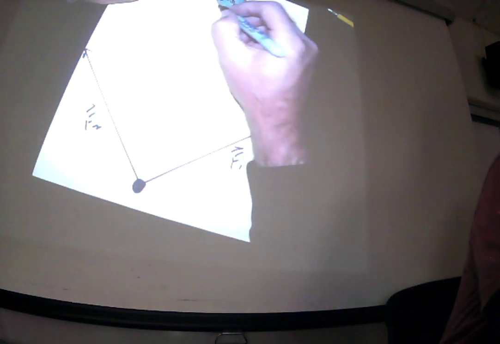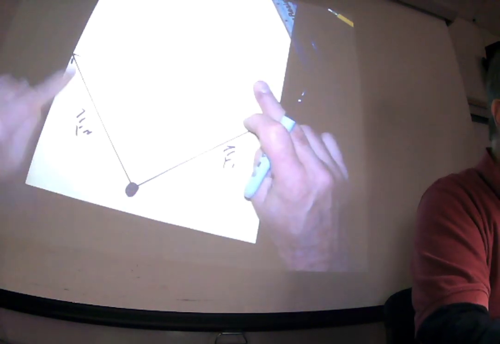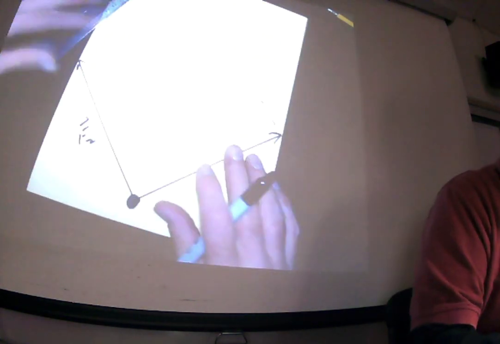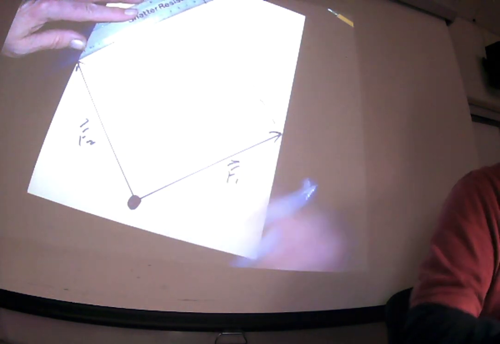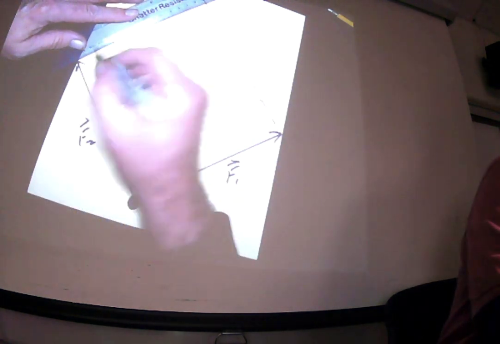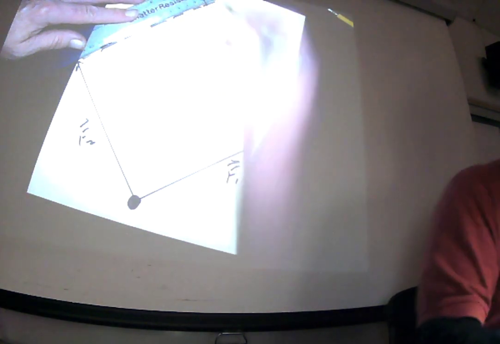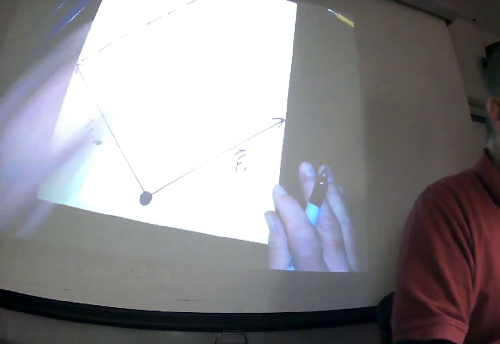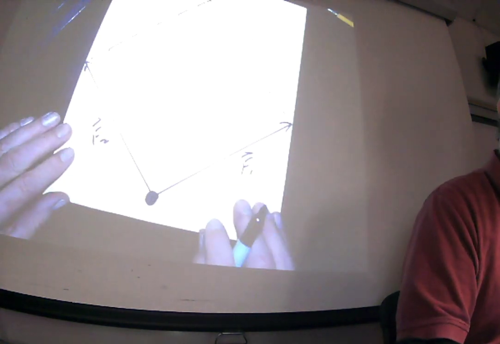So, I'm going to just draw a dashed line parallel to F2. And over here, starting at the tip of F1, I'm going to draw a parallel to F1. The straight edge, the ruler, is pretty parallel. Dash the line. And they meet right here. So I make a parallelogram out of the vectors.